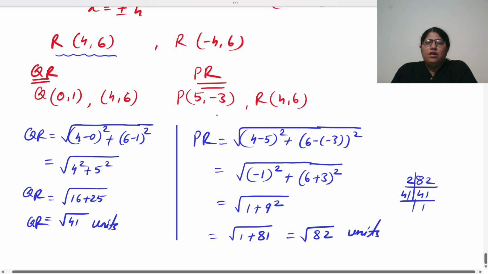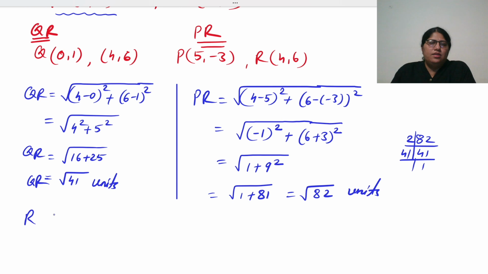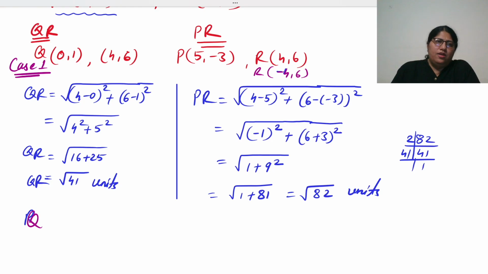So we got this. Now what will happen here if my coordinates of R is minus 4, R coordinates as minus 4 comma 6? What will happen here? Will the length be the same? No, the length will change here, correct? So let us take here, this is your case 1, this is your case 2, right?